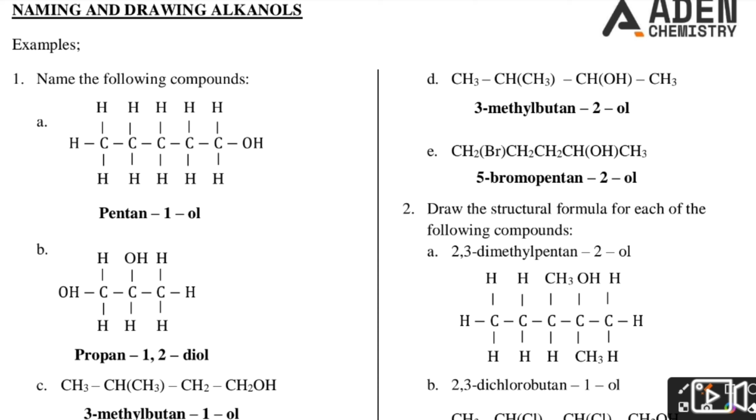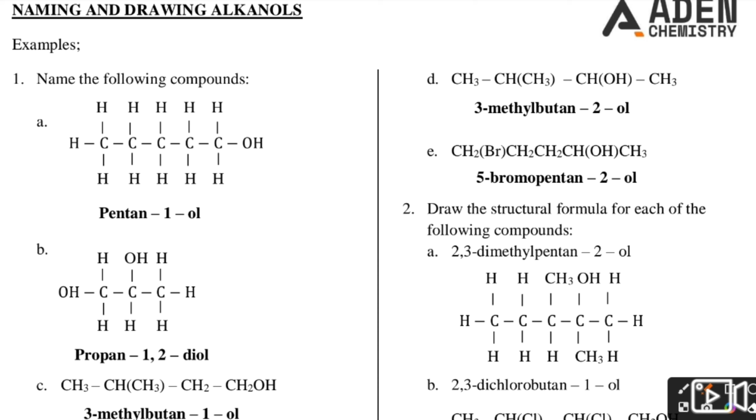So first of all, I have to count the longest chain so that I get the parent name. So I'm having 1, 2, 3, 4, 5. So that means the prefix for alkanol that stands for carbon number 5 is called pentan. So we're going to have pentan there.